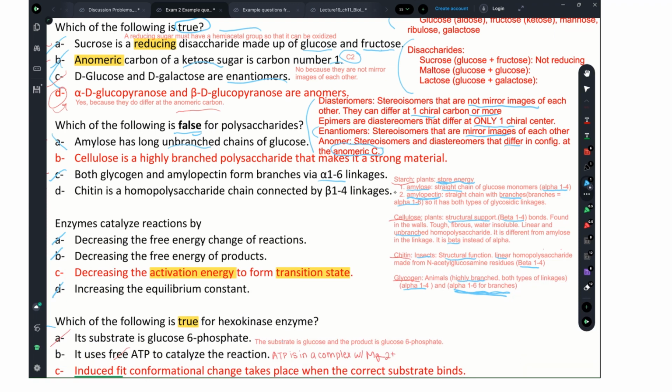D. Chitin is a homopolysaccharide chain connected by beta 1,4 linkages. Let's see. Chitin, homopolysaccharide chain, yes. And then beta 1,4 linkages, yes. So that's true. So that can't be the right answer. And then B, cellulose is highly branched polysaccharide. That makes it a strong material. So we go to cellulose, and it's linear and unbranched. So cellulose was unbranched, and they're telling us that it is highly branched. So that is wrong, which means that it is false, and that's the right answer.